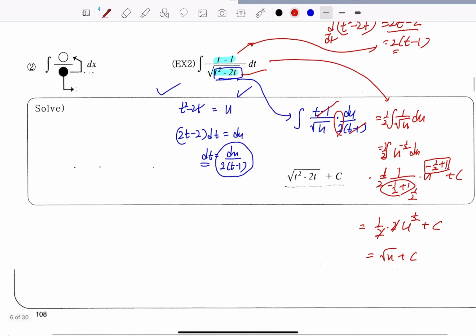Finally, you go back to the original expression in terms of t. So for u, you plug in t squared minus 2t plus c. This is the answer.